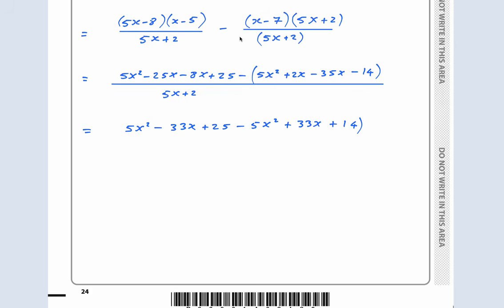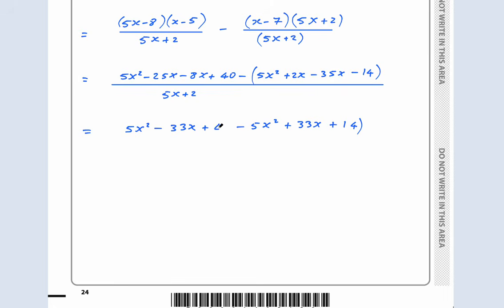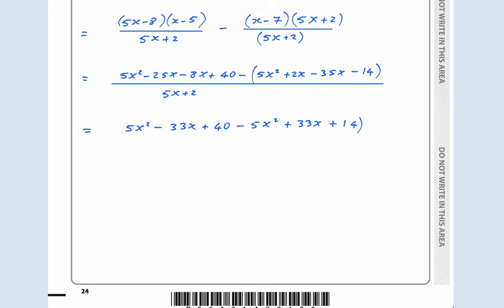Hang on, guys. Yeah, sorry, I made one terrible mistake. Don't know how I did this. 8 times 5 is 40. Let's write that again. Sorry, 40, which means this is 40. Okay, and I don't need this bracket here. All good. So that's minus, that becomes plus, and that becomes plus, all over 5x plus 2.